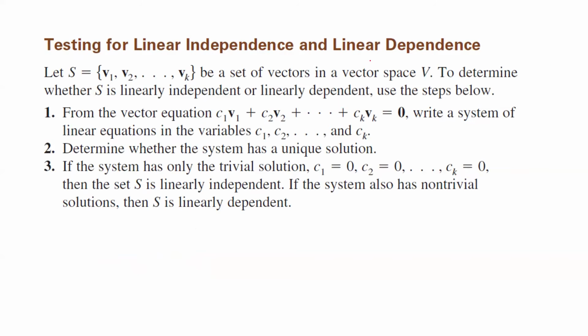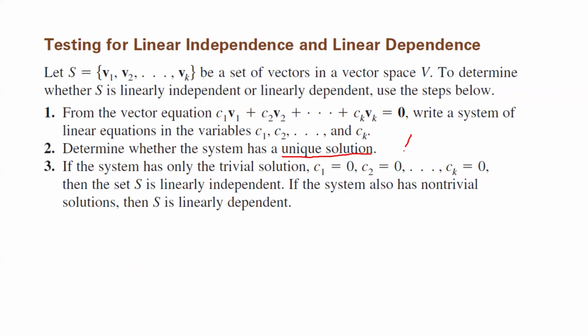Testing for linear independence and linear dependence. Let S be the set of vectors v1, v2, v3, up to vk, a set of vectors in a vector space V. To determine if S is linearly independent or linearly dependent, use the steps below. From the vector equation C1 v1 plus C2 v2 plus up to Ck vk equal to 0, write a system of linear equations in variables C1, C2, up to Ck. Determine if the system has a unique solution or not.